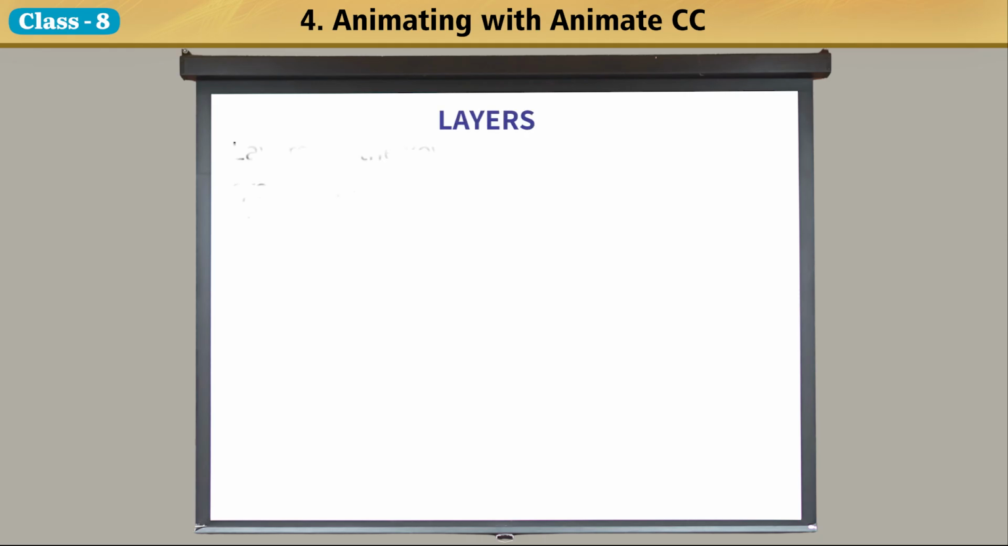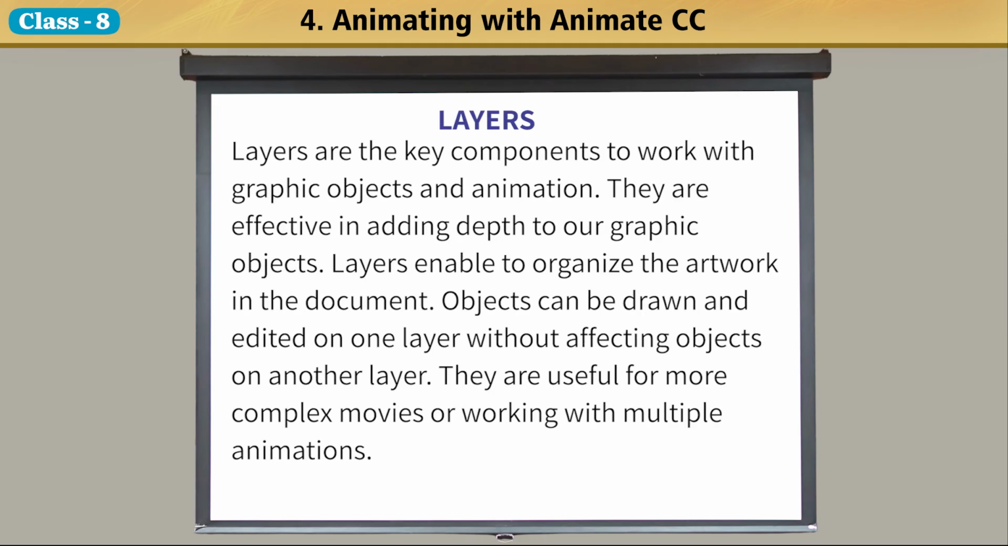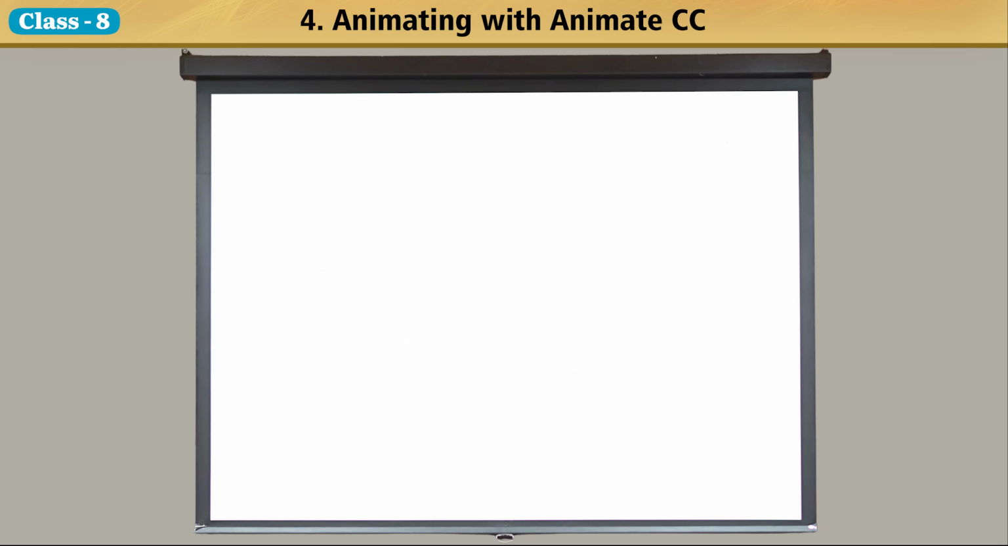Layers. Layers are the key components to work with graphic objects and animation. They are effective in adding depth to our graphic objects. Layers enable us to organize the artwork in the document. Objects can be drawn and edited on one layer without affecting objects on another layer. They are useful for more complex movies or working with multiple animations.